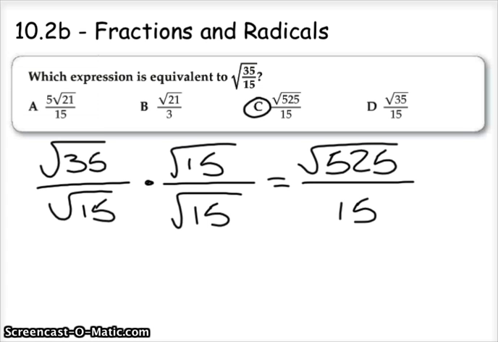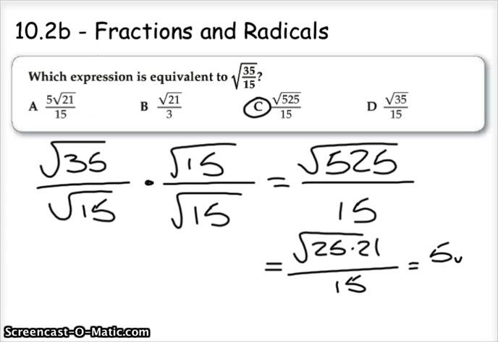Are there any others? Well, let's take a look at, can we simplify the square root of 525? And that, of course, would be yes, because 25 goes into 525. And so this would be equivalent to the square root of 25 times 21 all over 15. Square root of 25 is 5, so that is equal to 5 root 21 over 15.